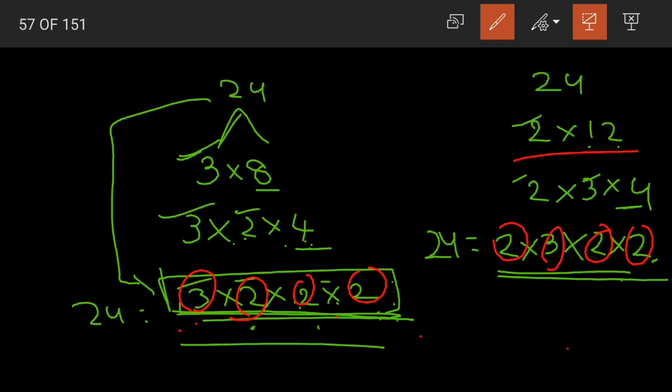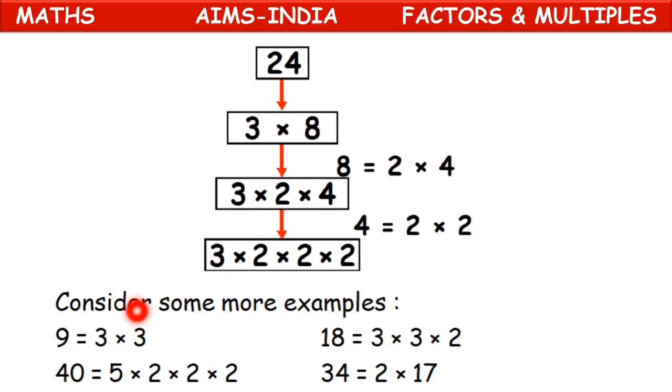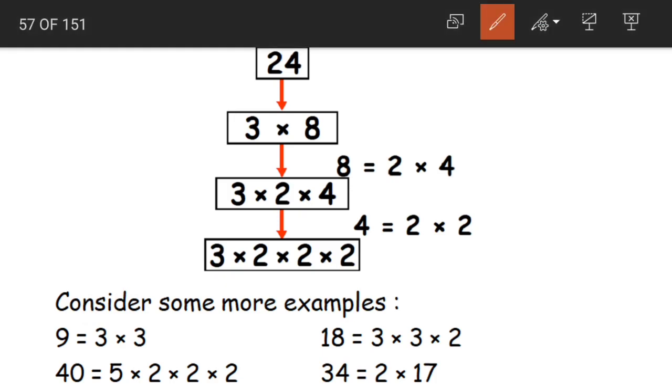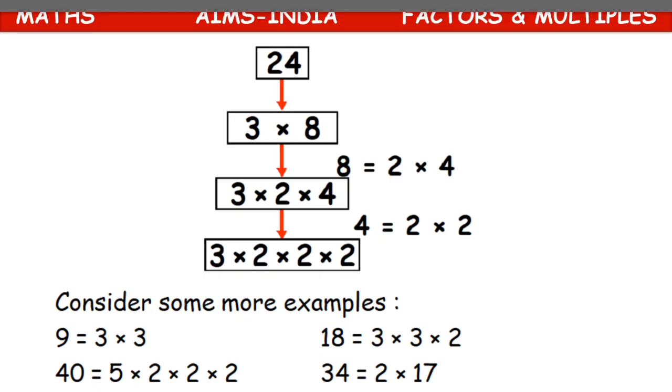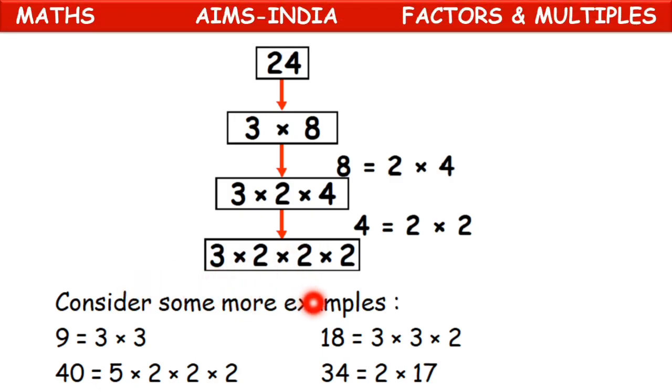No matter how you represent it as a product, the final prime factorization will be the same. Yes, consider some more examples. 9 is equal to 3 into 3. Now both of these are prime numbers. If you understand one thing here, we are not taking 1 anywhere. 1 is neither a prime nor a composite number. So let us not take 1 while doing the prime factorization.